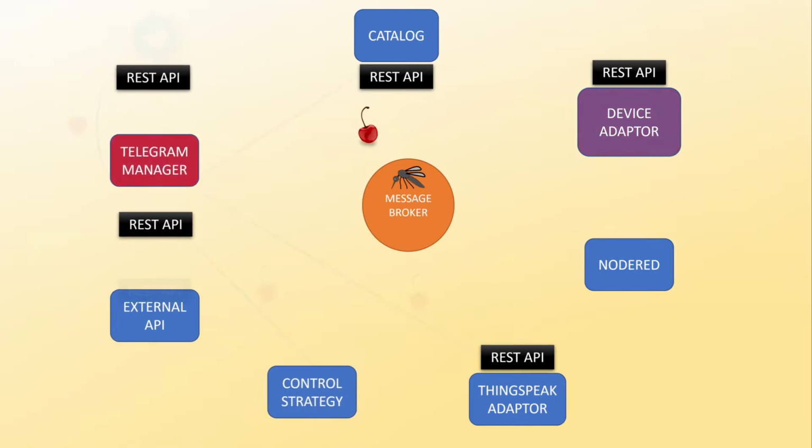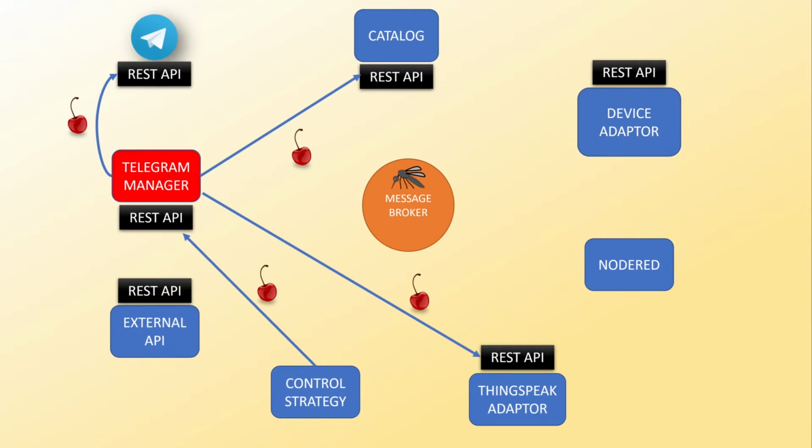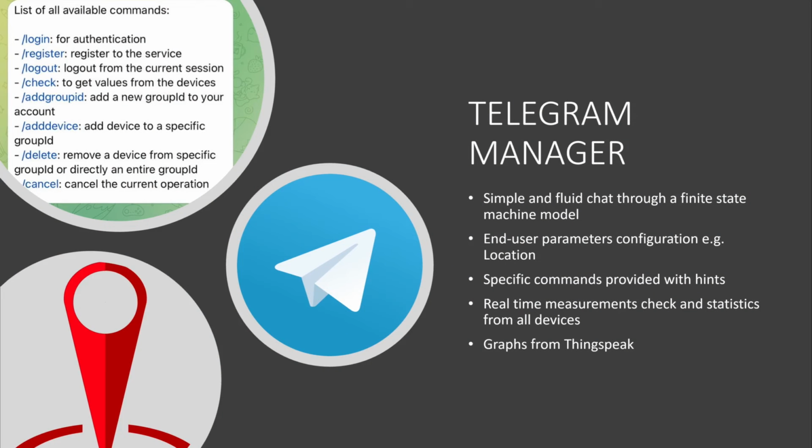Telegram Manager exposes a RESTful API, which is going to be used by other services. In particular, the control strategy uses it in order to notify the end user. Telegram is provided with a simple and fluent chat for the finite state machine model. It also performs some parameters configuration like the location to identify a certain device.